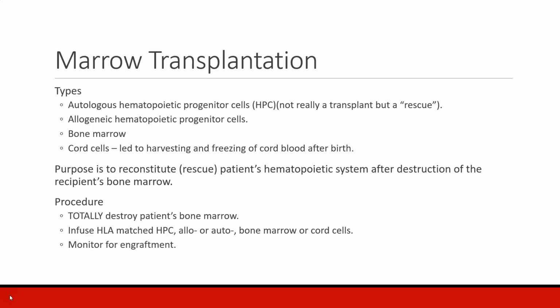They'll usually have a plastic curtain around them to where if they have to touch the patient, it's done through these plastic gloves built into these curtains. Then after the bone marrow is destroyed, they infuse the HLA-matched HPC, allo, or auto, or bone marrow, or cord cells, whatever product has been harvested for this patient. And they do it just like a blood transfusion. It's amazing. They have a bag, they apply an IV needle, and then it's infused into the circulatory system.